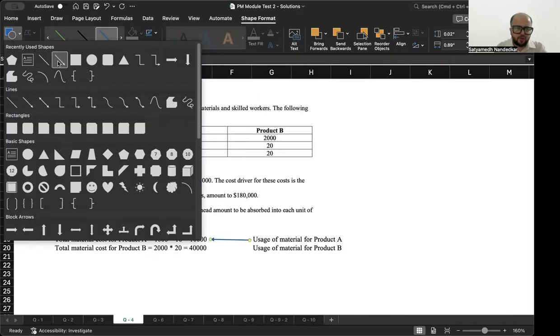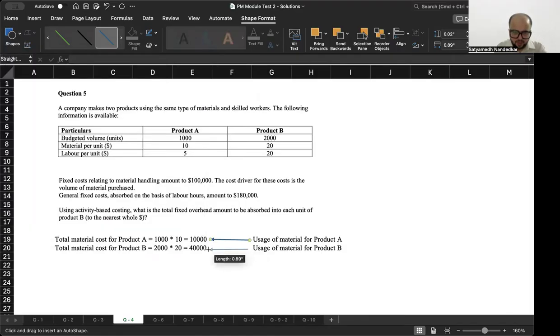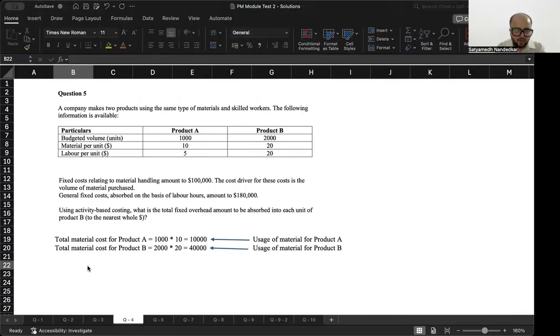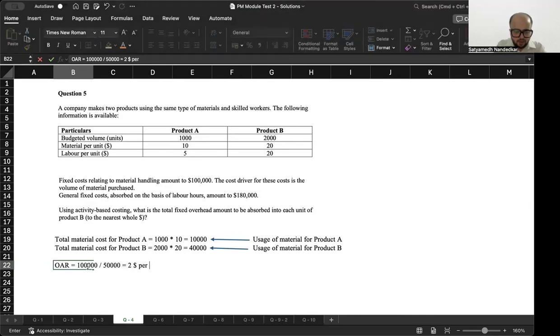Okay, and you have to calculate the overhead absorption rate here. The total fixed cost relating to material handling is 1 lakh. So what is the overhead absorption rate here? Overhead absorption rate is 1 lakh upon 50,000, which is $2 per dollar of material used.